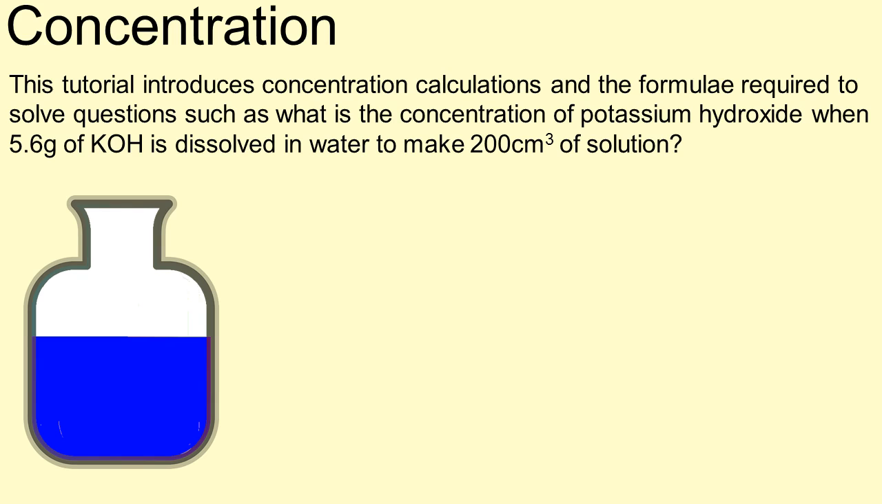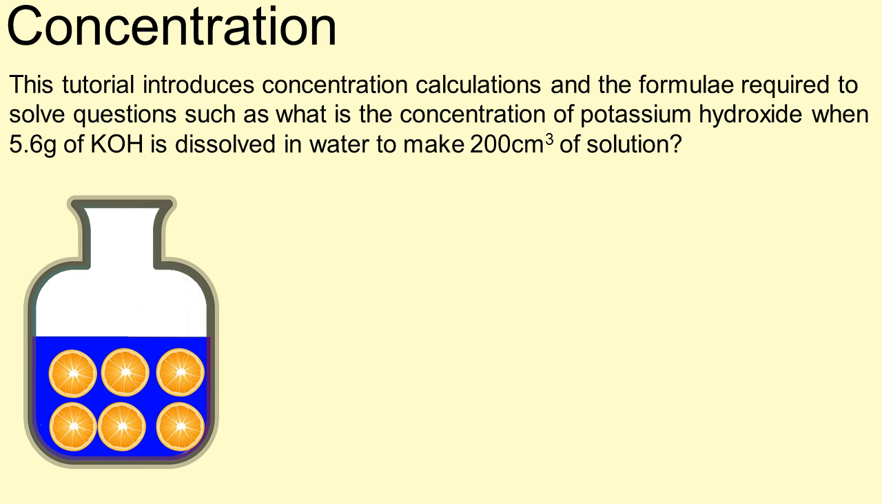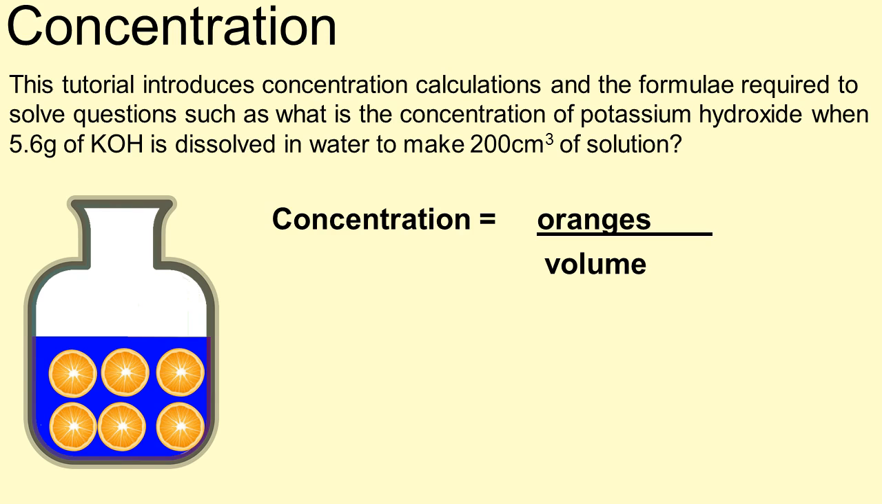If you start with a bottle of water and then squeeze an orange into it, you'll form a dilute solution, orange juice. If you keep on adding oranges and squeezing oranges into it, it'll become more concentrated. We could say that concentration is equal to the number of oranges in a certain volume. We could also start adding some units, so we could measure units in decimeters cubed. 1 decimeter cubed is equal to 1 litre, and instead of oranges we could use moles.